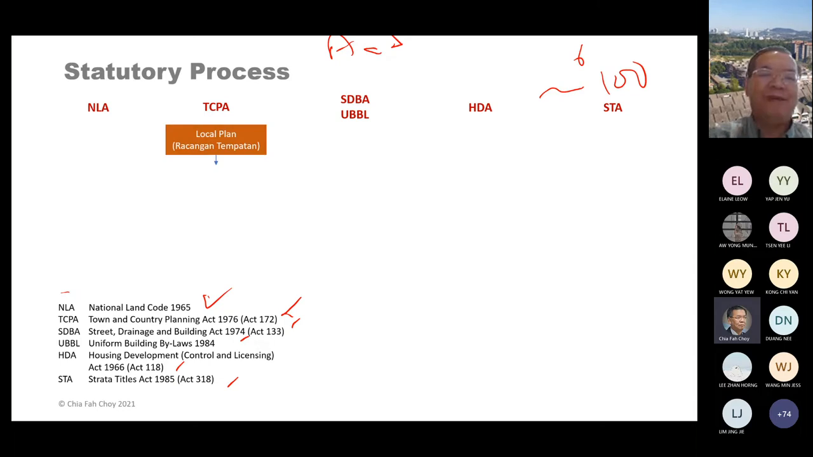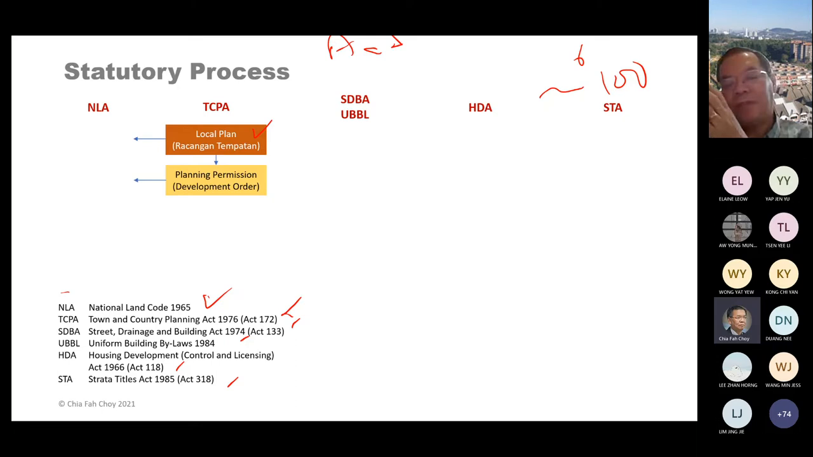So first of all, for the statutory process, as an individual, when you want to carry out any construction, you need to apply for planning permission from the local authority. And when the local authority approves your drawing, they have to refer to the local plan. The local plan is the statutory approved development plan in a local area. They have to check with that. If it complies, then you can go ahead. They will grant you the planning permission and you can start to carry out the work.